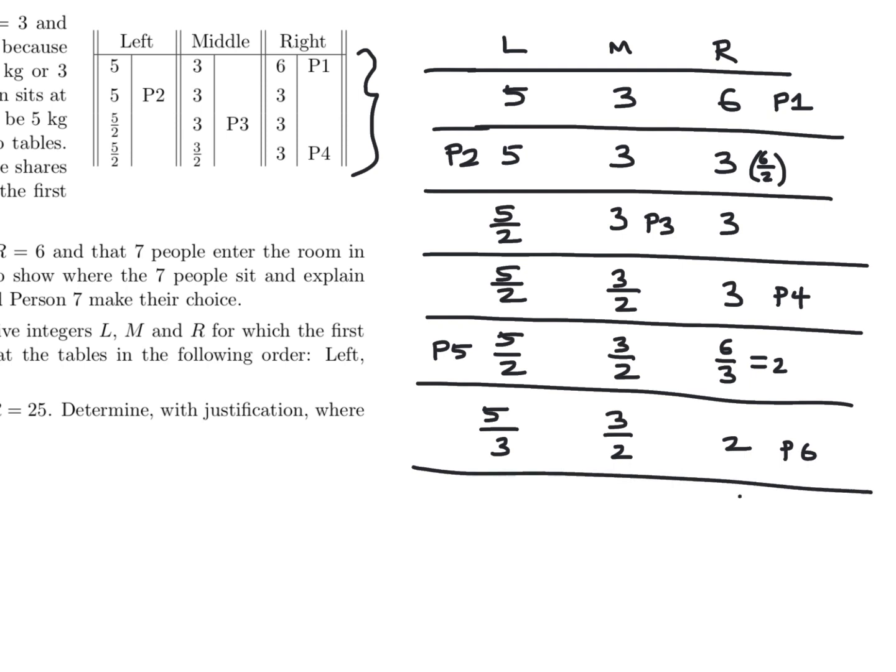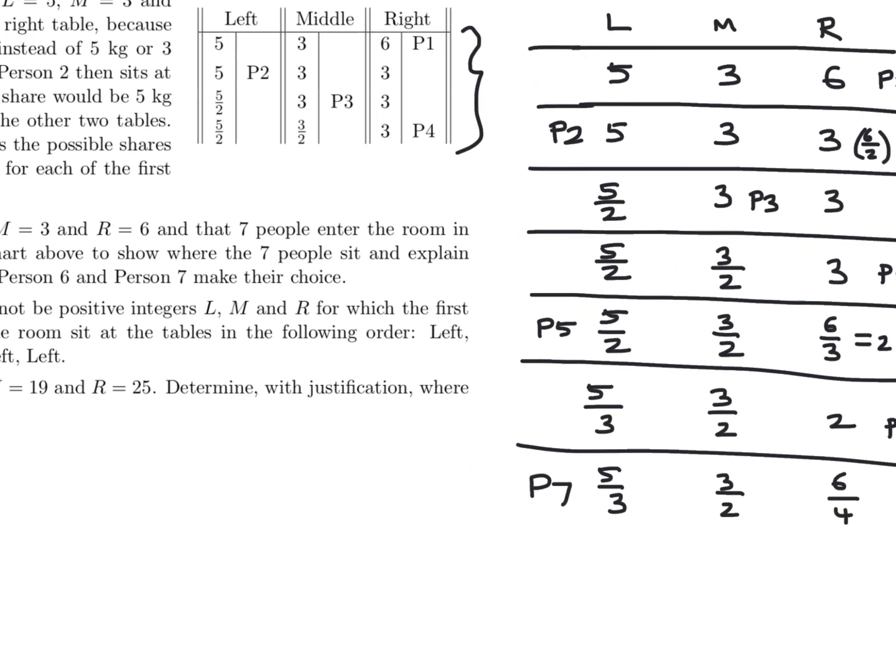Now this would be 6 over 4, this will remain at 3 over 2, this will remain at 5 over 3, and the largest of these are 1.5, 1.5, and 1.6. So this is where person 7 goes. So that is basically the way to put the people: person 4, person 5, person 6, person 7.